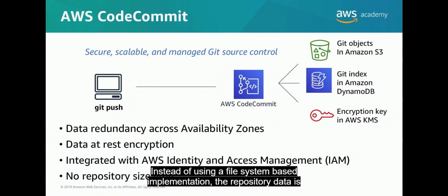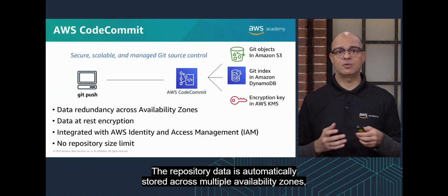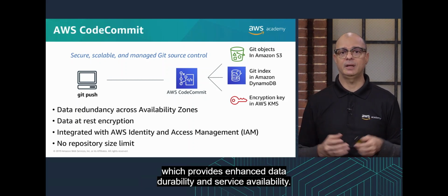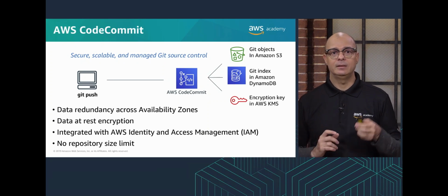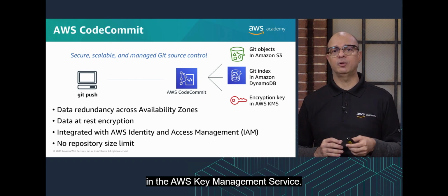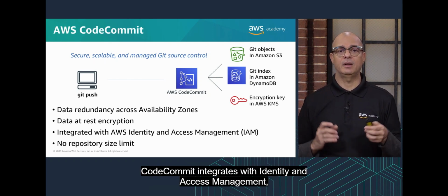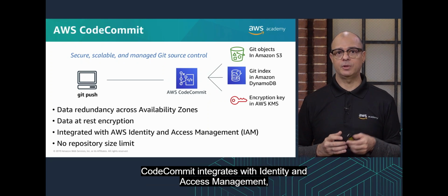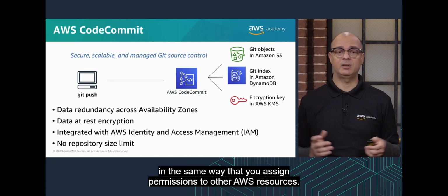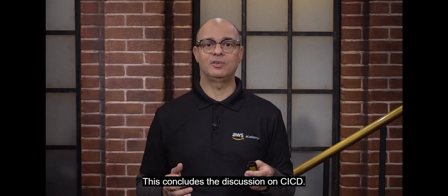Instead of using a file system-based implementation, the repository data is stored in Amazon S3, and the index is actually stored in Amazon DynamoDB. The repository data is automatically stored across multiple Availability Zones, which provides enhanced data durability and service availability. Data is encrypted at rest using customer-specific encryption keys that are stored in the AWS Key Management Service. CodeCommit integrates with Identity and Access Management, where you can assign permissions to your repositories in the same way that you assign permissions to other AWS resources. This concludes the discussion on CI/CD.